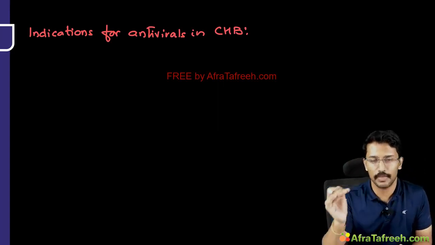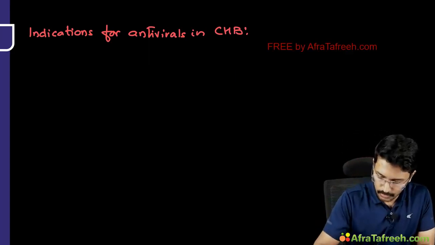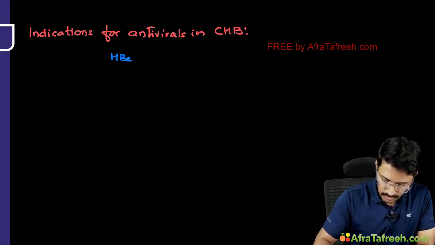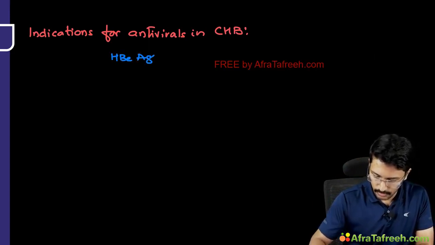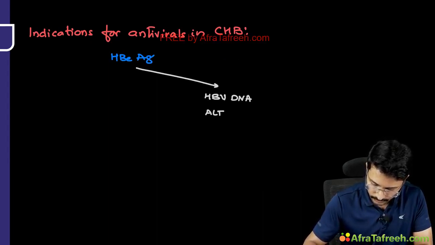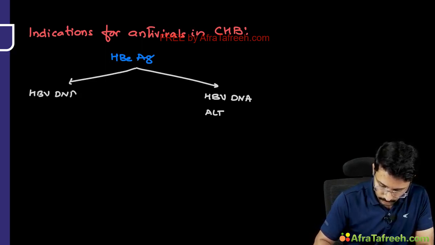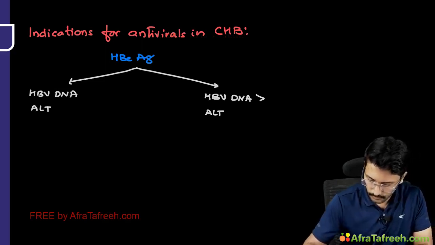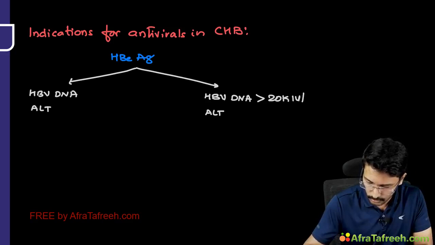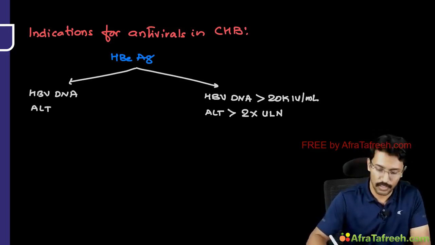So we need evidence of elevated viral replication and hepatocyte injury to start, right? In patients who have HBeAg positive status, we will look at, number one, HBV DNA levels, and we will also look at ALT levels. When HBV DNA level is more than 20K, more than 20,000 international units per ml, and ALT level is more than 2 times the upper limit of normal.